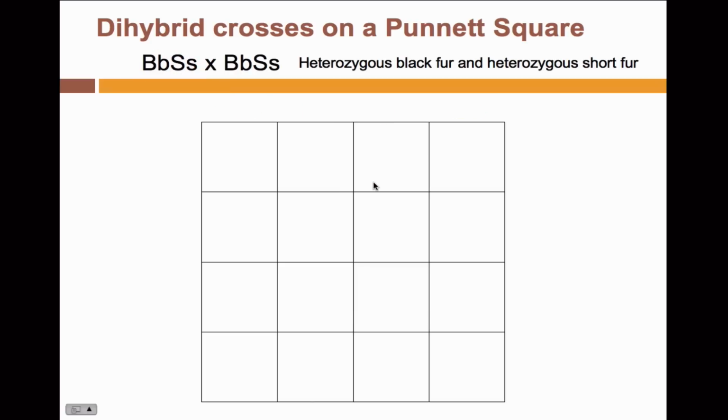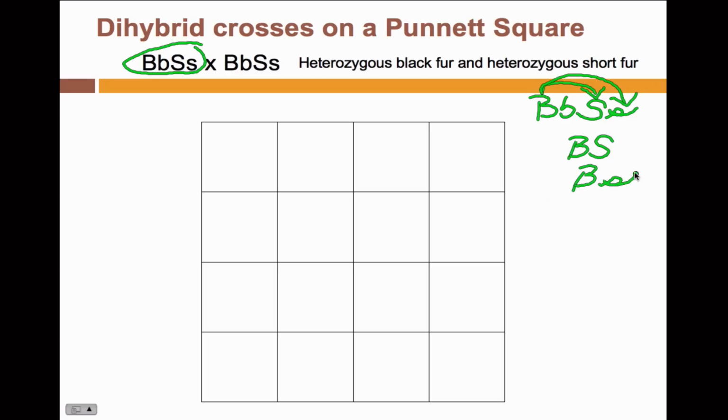So what you have to do instead is look at what the possibilities are that could be passed along in these alleles. It's kind of like the FOIL method in math. So we could have a capital B and a capital S. That's one possibility. But we could have the capital B and the lowercase s. That's a second possibility. And then we could have a lowercase b with a capital S. But we could also have the lowercase b with the lowercase s.